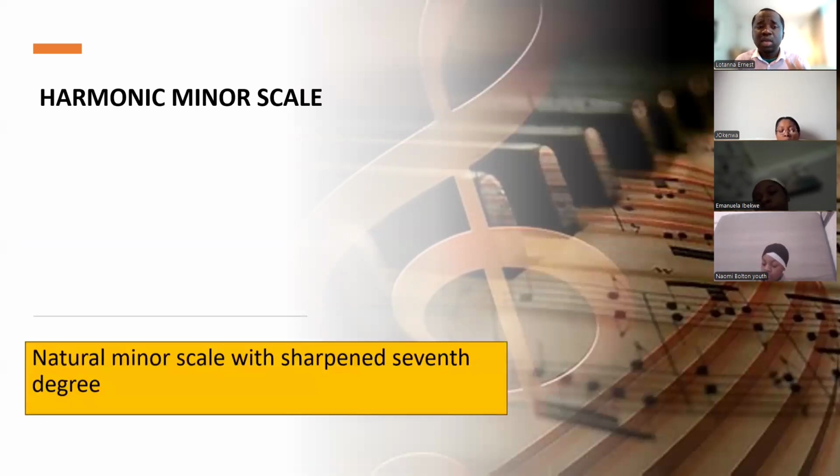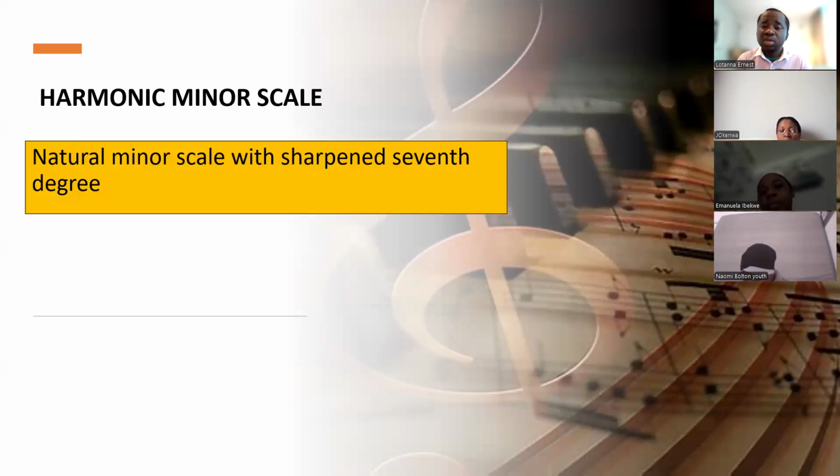Now, the next one, which I want you to pay attention to, like I said, you'll be examined on harmonic minor scale. But if you know natural minor scale, it becomes easier for you because harmonic minor scale is simply natural minor scale with a sharpened seventh. So once you've done your natural minor scale, you must go to the 7th degree and sharpen it. Do you understand that?